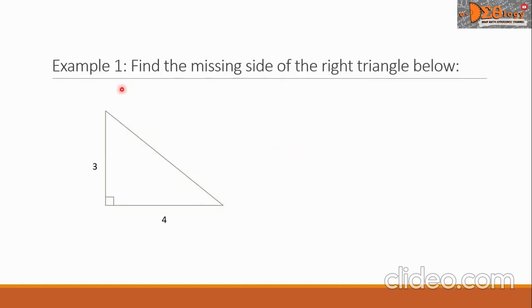Let us have example 1. Find the missing side of the right triangle below. The two sides are given. We can see here that the missing side is the side C, which is the hypotenuse. We will use the Pythagorean theorem to solve the problem. C square equals a square plus b square. We will do the substitution now.